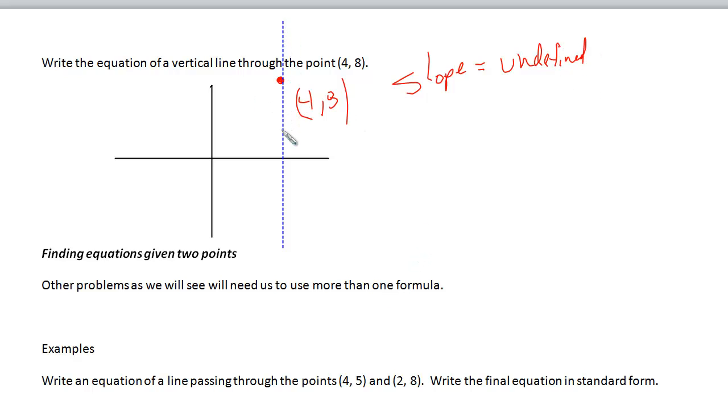And the only axis it touches is going to be the x-axis, and it will touch it right here at 4. Every point on here has a value of 4 for x. It's nothing to the left or to the right of it. So this actually just has a simple equation of x equals 4. So horizontal lines that pass through the y-axis have equations of y equals wherever they pass through. Vertical lines that pass through the x-axis have equations of x equals wherever they cross through.